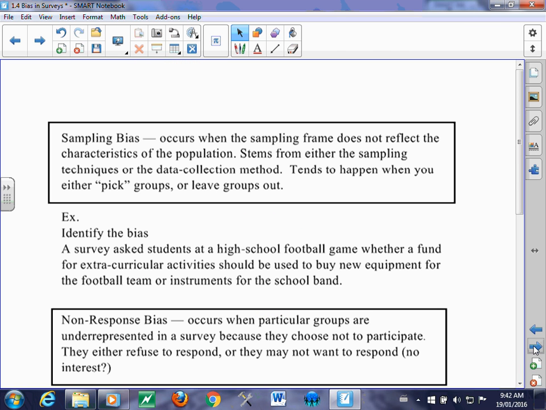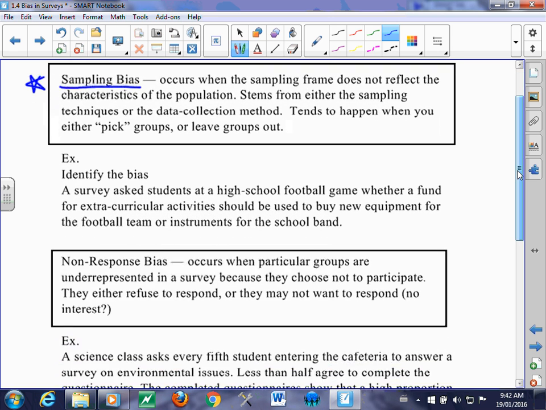All right. We're going to discuss two different types of bias. Make sure you know these for your tests. Sampling bias occurs when the sampling frame does not reflect the characteristics of the population. It stems from either the sampling technique or the data collection method. For example, if you wanted to talk about who gets to park where they want in the parking lot at the back of our school, and you surveyed grade 9s and 10s, would that be accurate? Actually not, because you're picking the wrong population. Make sure you pick the population that applies. So you should survey the grade 11s and 12s who actually drive to school.